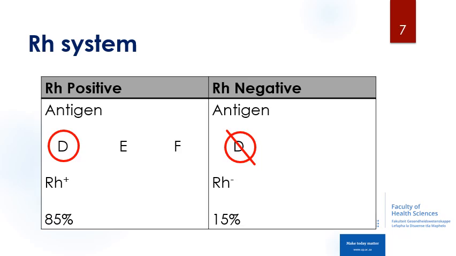There are 3 types of Rh antigens, but your Rh system is determined by the D antigen. If you have the D antigen, then you are Rh positive. If you don't have the D antigen, then you're Rh negative. 85% of the population is Rh positive, so they have the D antigen, whereas 15% of the population is Rh negative, so they don't have the D antigen.